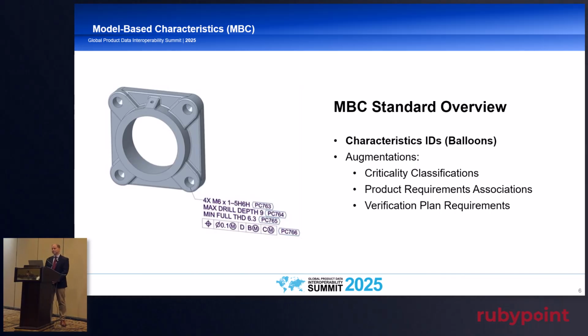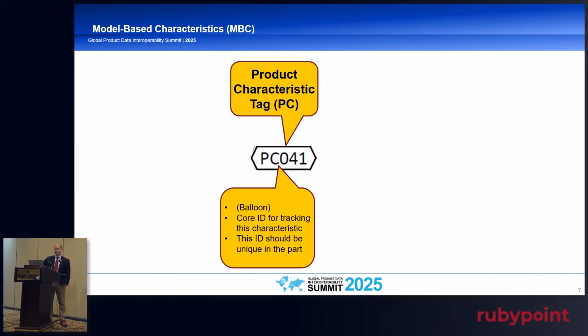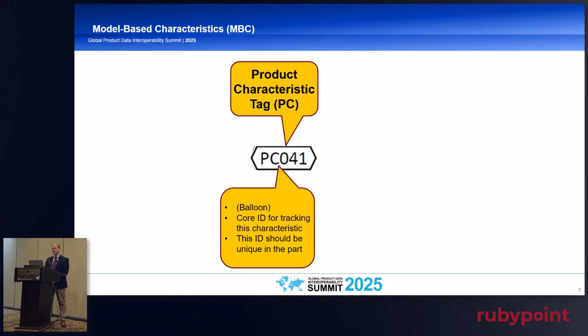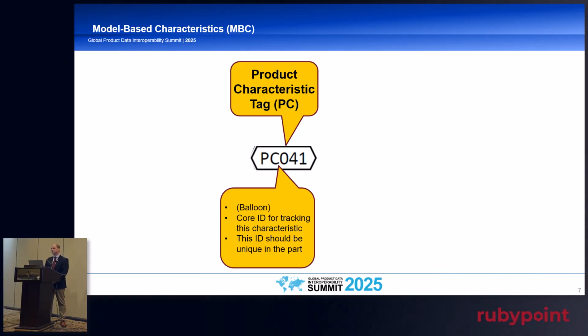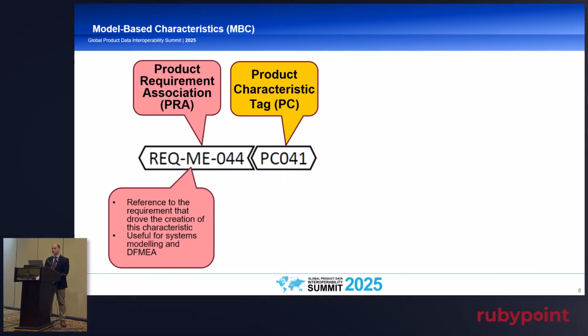Then it specifies different augmentations that can be applied to the characteristics in the form of criticalities, product requirements, verification plans, and so forth. So here's the start of it. There would be an annotation, maybe a position tolerance or size tolerance, and next to it we'd find a symbol like this. This hexagonal shape is what it recommends. The essence is that there's a product characteristic, with an optional PC prefix that could be added. But it's number 041. That's the human-readable balloon, the human-readable ID for that particular characteristic, and that's the core of these model-based characteristics.